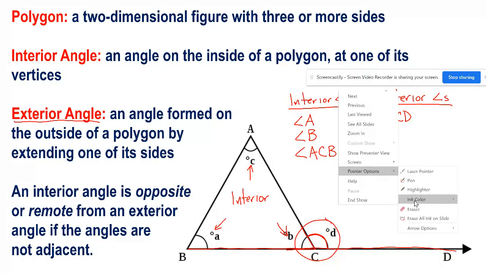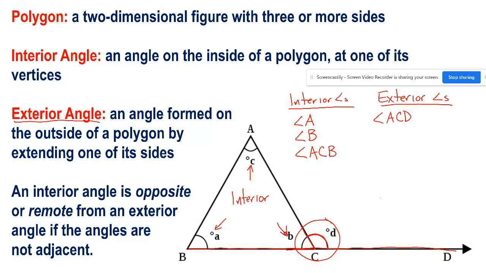So let me get a different color so this stands out. The angle that's adjacent to our exterior angle, like we said, is ACB. That's adjacent. It's next to. The other two angles, did I spell adjacent correctly? Yeah, we're good. The other two angles are opposite angles because they do not touch this angle. So they are opposite. So angle A and angle B are the opposite angles.